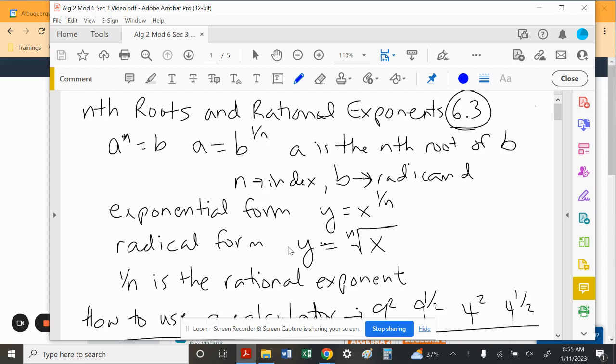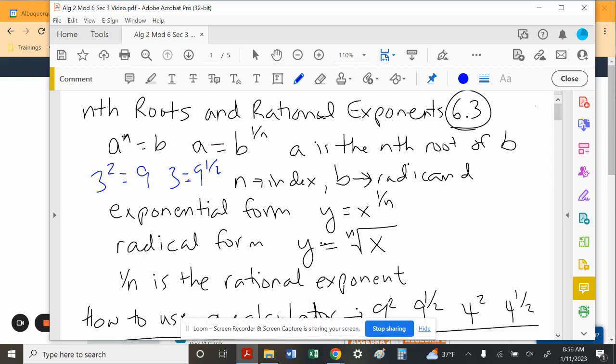So there are two forms of equations that we can identify when we're looking at these. Notice that we have a to the n power equals b. Therefore, a equals b to the 1 over n. So if we were to look at it from a square root standpoint, if I have 3 squared equals 9, then we know that 3 equals 9 to the 1/2 power, which is really saying the same thing as the square root of 9.